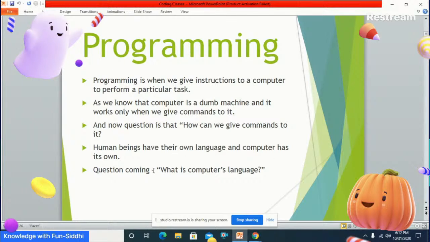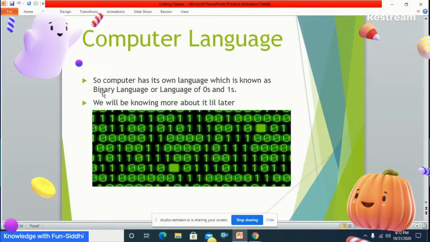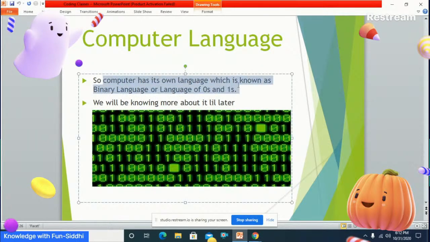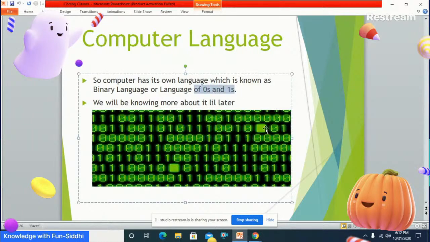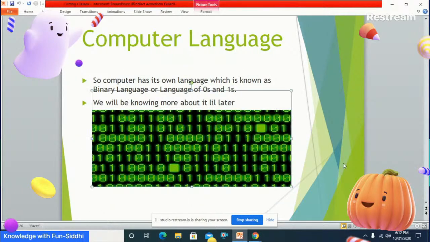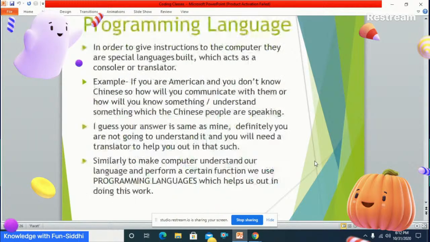So its language is basically binary language. The computer has its own language, which is known as binary language, or the language of zeros and ones. We will get to know more about it a little later, and talk about how we can convert it and so on.